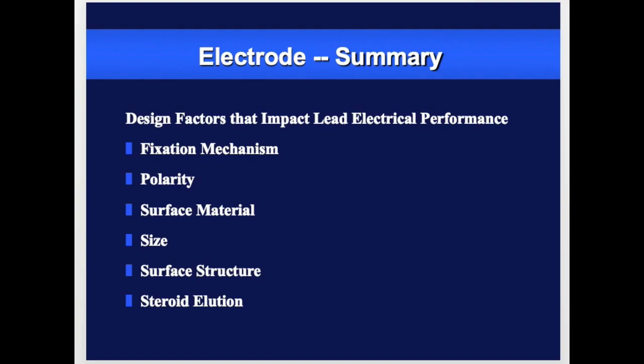Size and sensing: a smaller electrode increases impedance with reduced current drain, resulting in increased pacing system longevity. Surface structure: porous electrodes reduce the polarization and enhance sensing. Steroid elution improves biocompatibility, leading to a low chronic stimulation threshold, virtually no threshold peaking, and consistent sensing in both chambers.